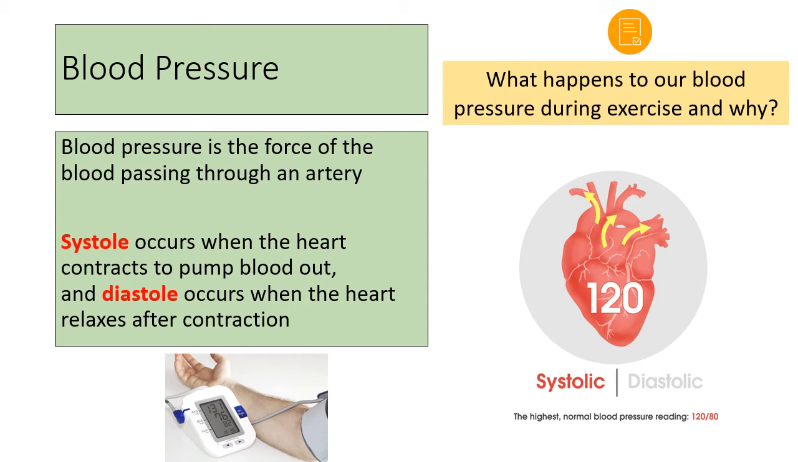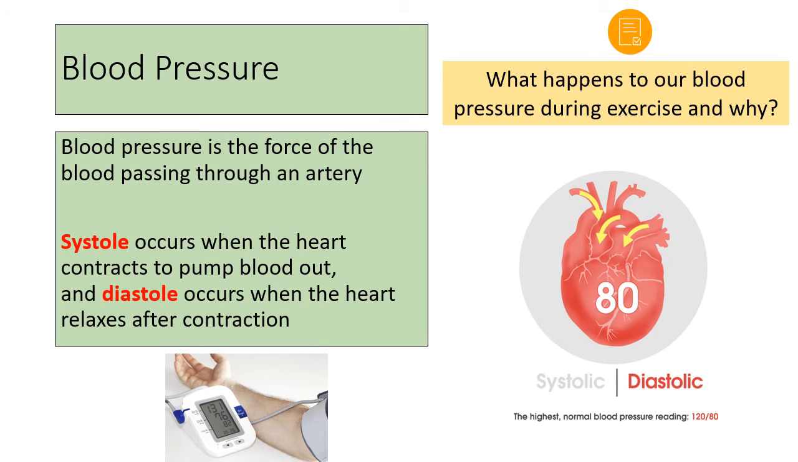Again, pause your video here and think about this question. What happens to our blood pressure during exercise, and why? Okay, so hopefully you've been able to identify in terms of your answer here that what happens to blood pressure during exercise is that it increases. So our blood pressure increases during exercise.